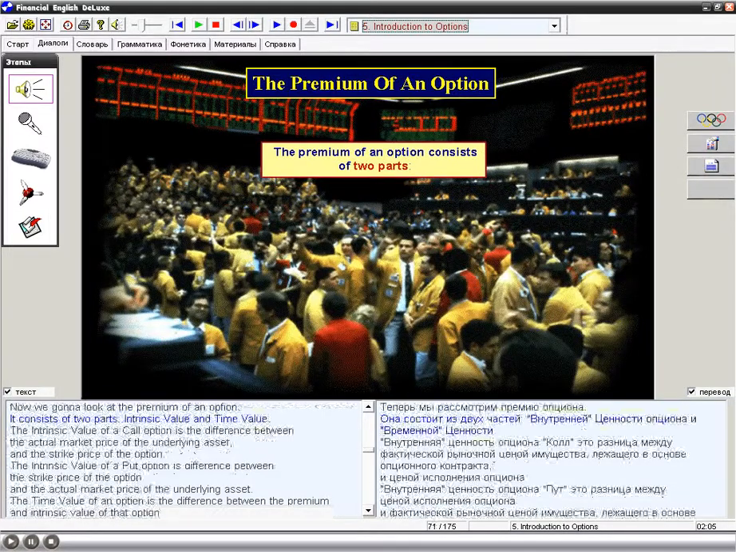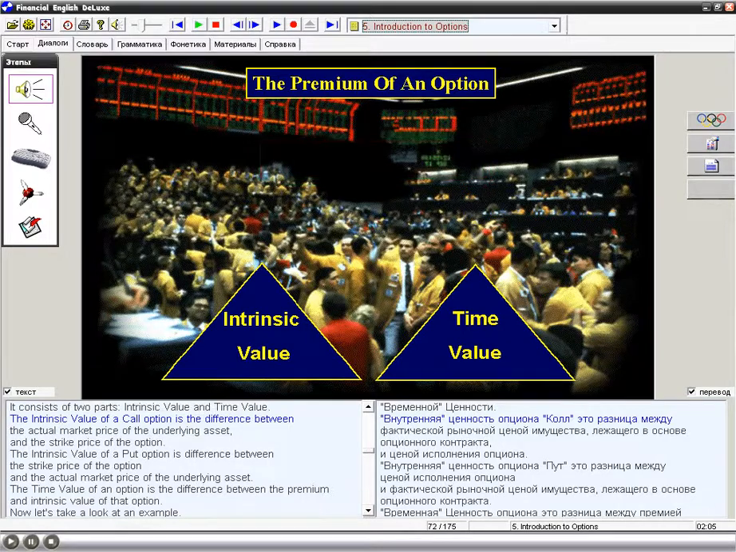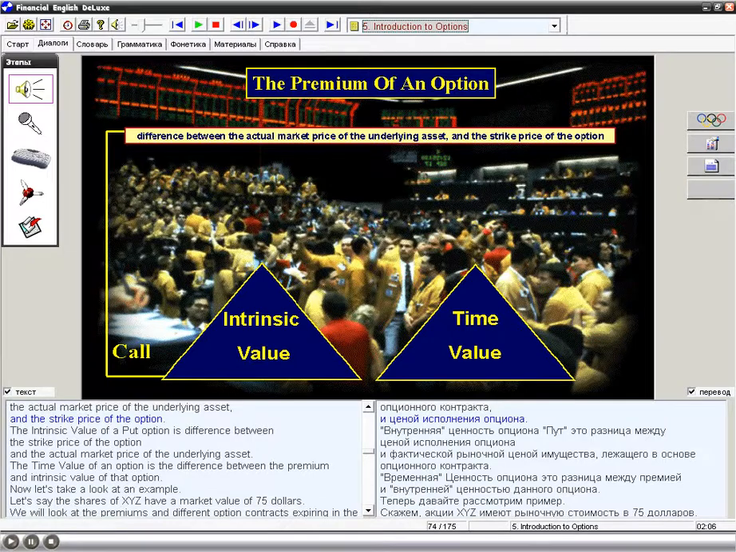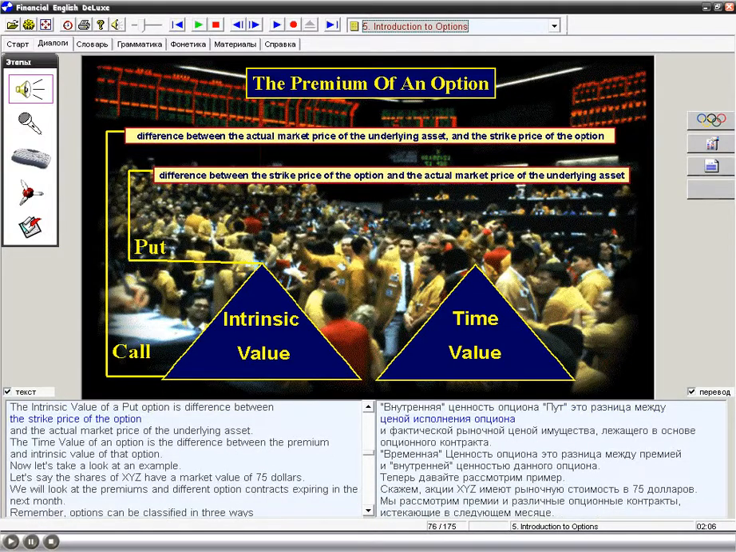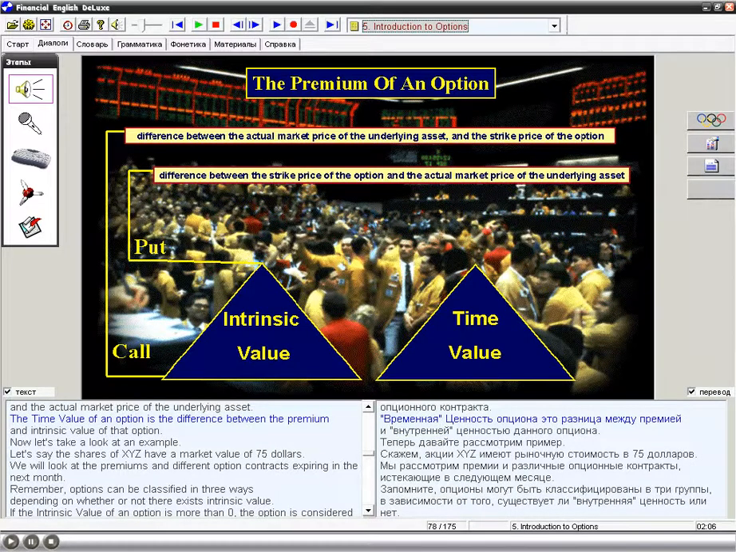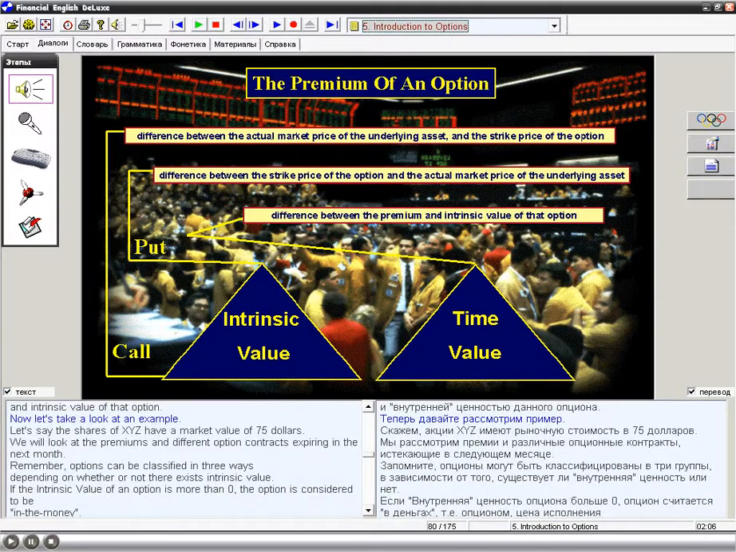Now we're going to look at the premium of an option. It consists of 2 parts: intrinsic value and time value. The intrinsic value of a call option is the difference between the actual market price of the underlying asset and the strike price of the option. The intrinsic value of a put option is the difference between the strike price of the option and the actual market price of the underlying asset. And time value of an option is the difference between the premium and intrinsic value of that option.